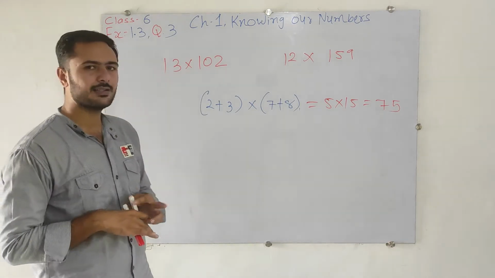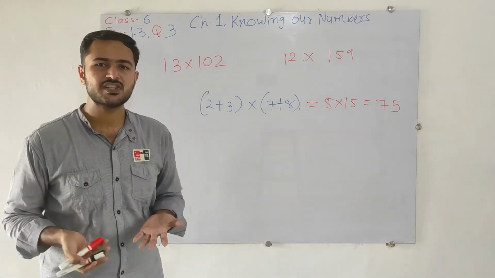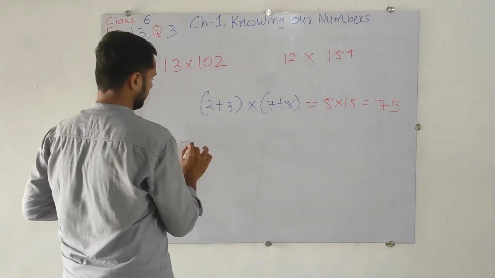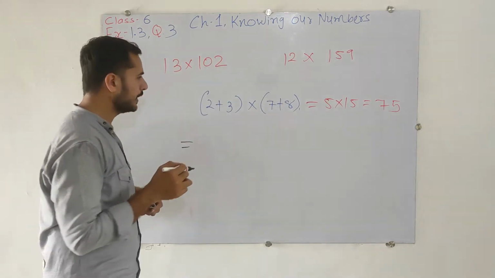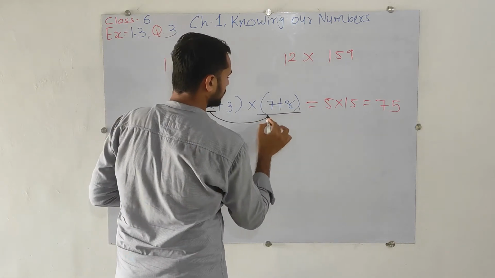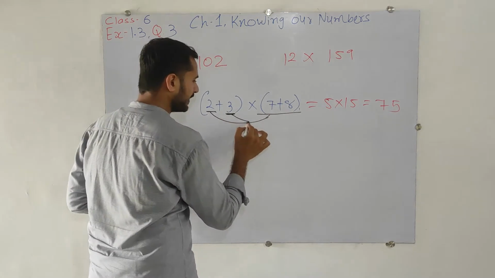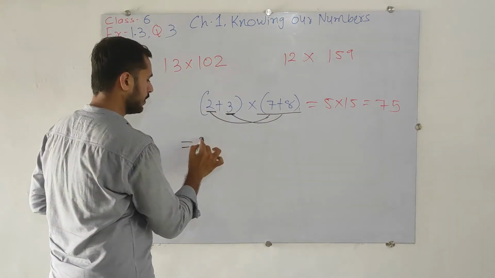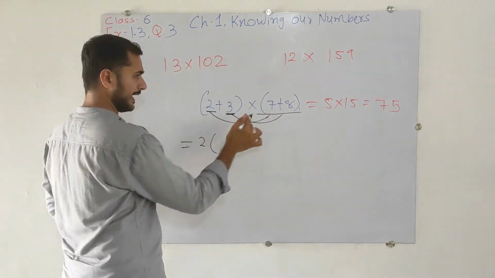But for larger numbers, that will be much tougher. That's why we are using a different method, the expansion form. Here we have 2 plus 3 multiplied by 7 plus 8. So in this case, what will we do? This 2 will multiply to this bracket, as well as this 3 will multiply to this bracket. How? First of all, here is 2. So for the 2 multiplication, just do the bracket, and 7 plus 8.